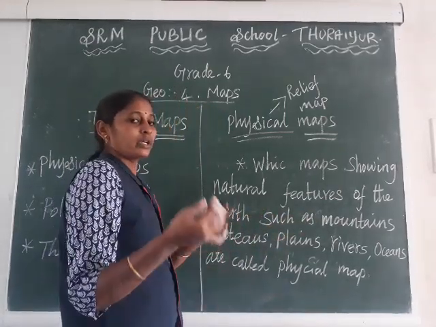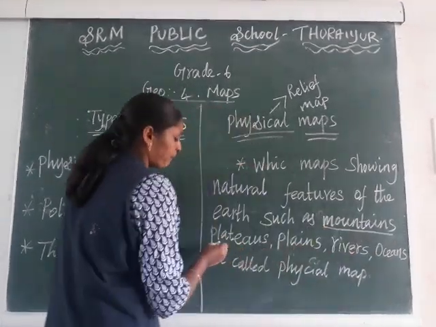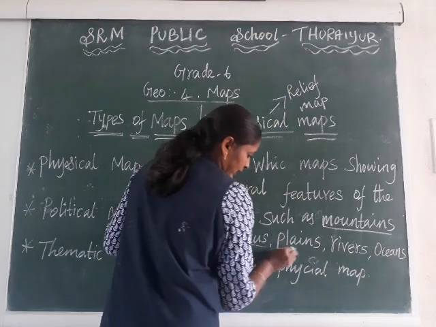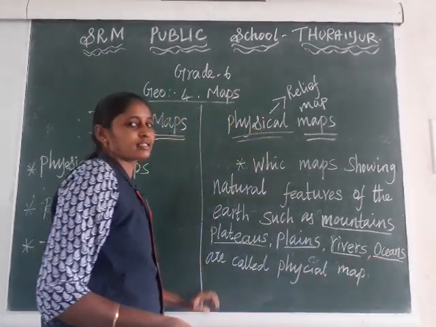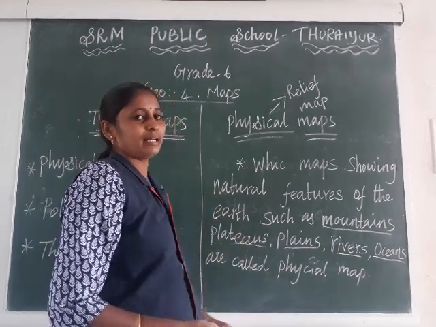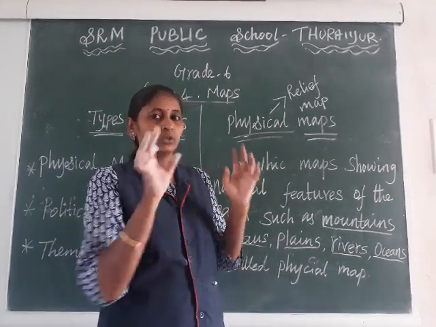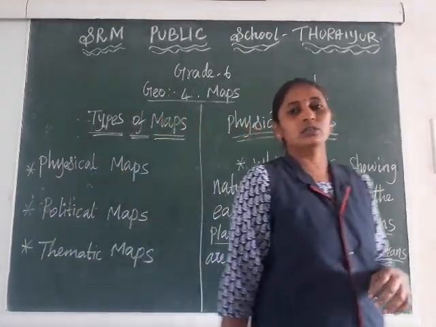What are the things we include in a physical map? Mountains, plateaus, plains, rivers, oceans and seas. All of that is included in the physical map. Later I will show you a model example of a physical map.